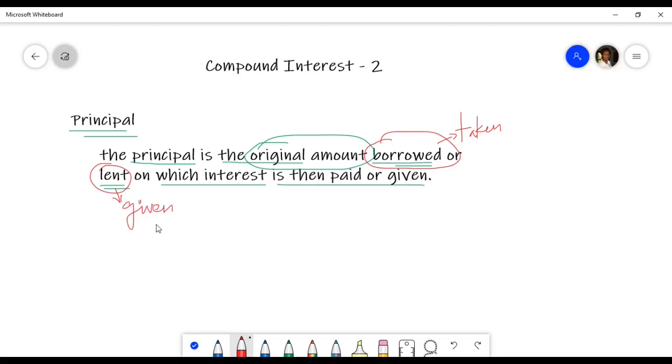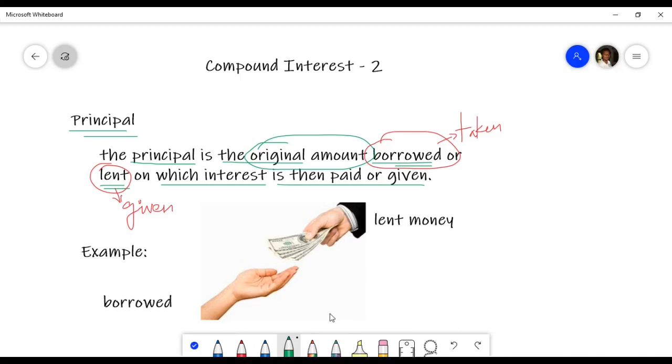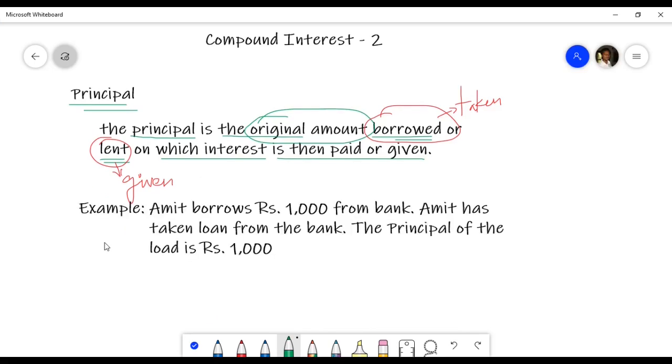So this is principal. For example, you can see the borrower and the money and the person who is lending the money. Let's see another example. If Amit borrows rupees 1000 from the bank, that means Amit has taken a loan from the bank, a 1000 rupees loan.